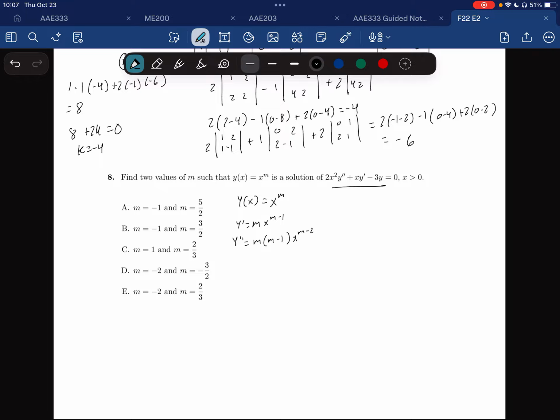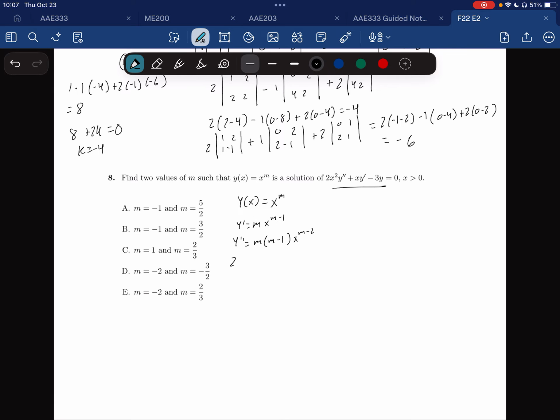That's what we're looking at here. We're going to sub these into the differential equation. So this becomes m times m minus 1, x to the m minus 2, plus x times m x to the m minus 1, minus 3 x to the m.